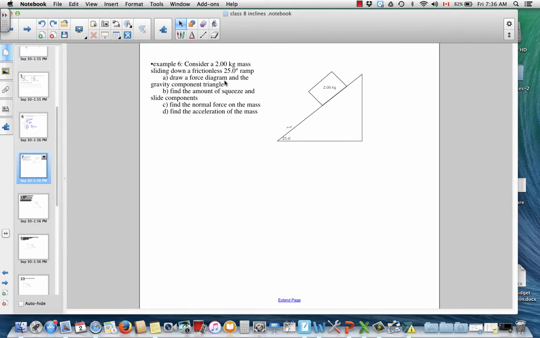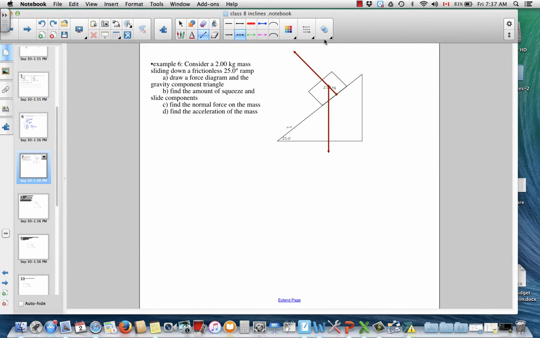Okay, so now we're ready to do a problem. So here we have a mass sliding down a frictionless ramp. So in that case, there's only two forces, right? There's just normal force and weight. Normal force is perpendicular to the ramp, so when you draw it, make it look perpendicular, make it look like 90 degrees. And gravity is straight down towards the center of the earth.